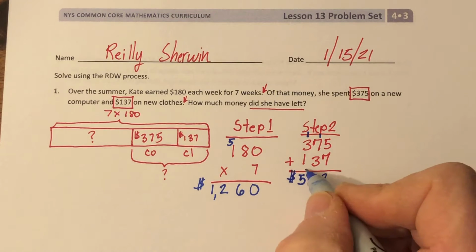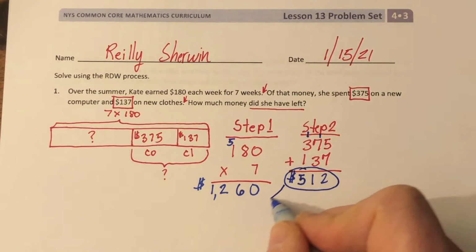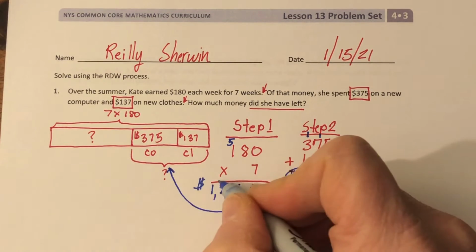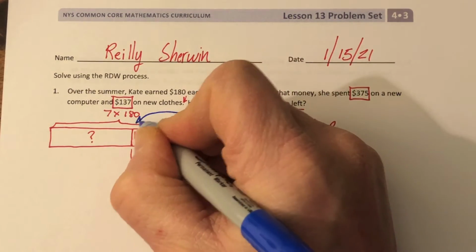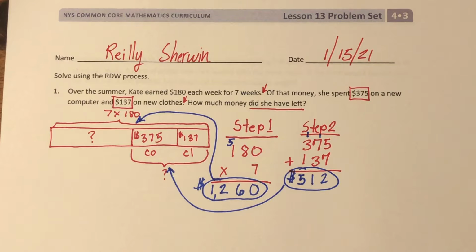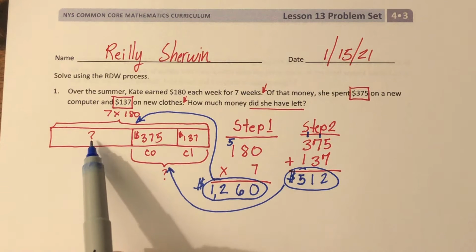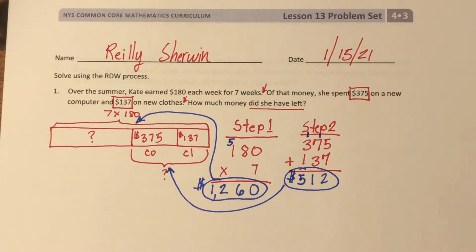So that's how much here. I'll put arrows to this, okay? That's how much she spent. This is how much she had altogether, okay? Now that I know that this is how much she has altogether and this is how much she spent, I know how much she has left over. What's my third step here?